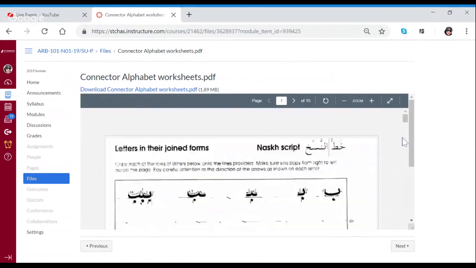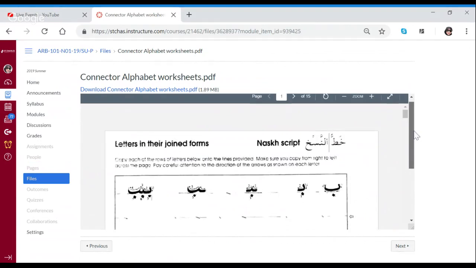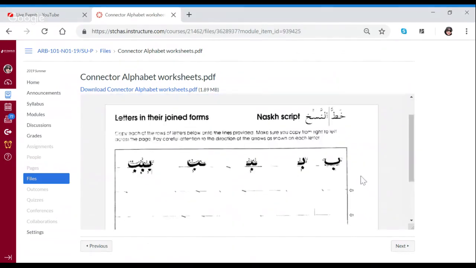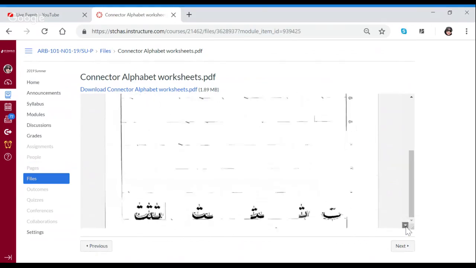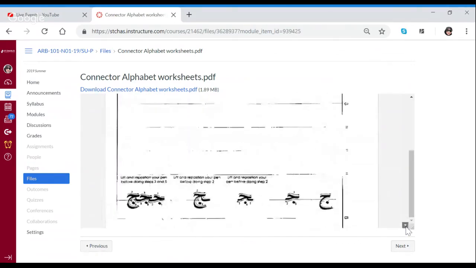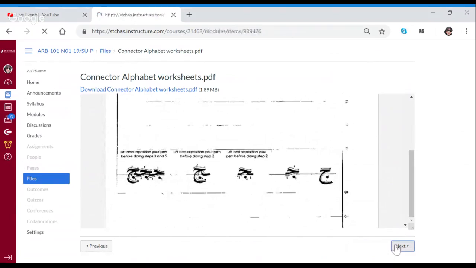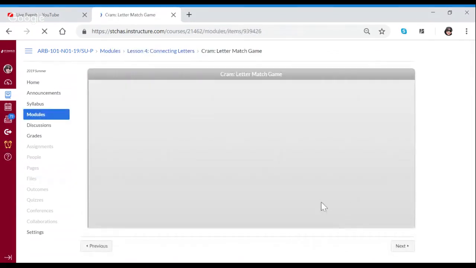Actually, I take that back. You do want to do these. I don't think you have to turn them in, but it's good handwriting practice. You can print these out and practice writing the letters in all of the different shapes. So that's good practice for you. I don't know if I have you turn that in or not.